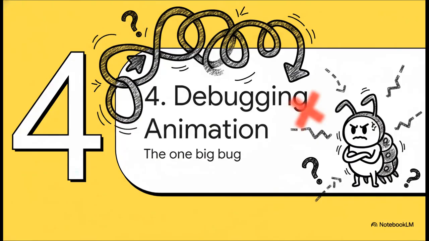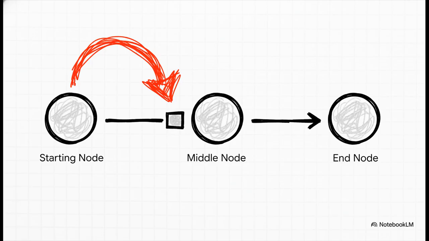So it seems like the system works perfectly, right? Well, almost. Like with any big project, there was a problem. A single, really frustrating bug in the animation was basically ruining the whole experience, creating this weird, confusing loop. So here's exactly what was happening.